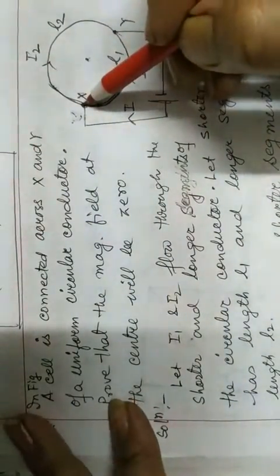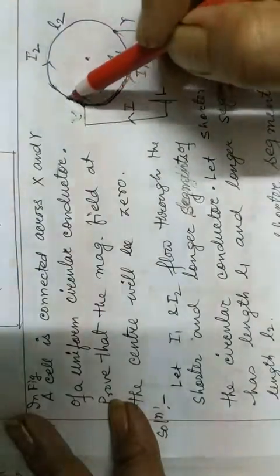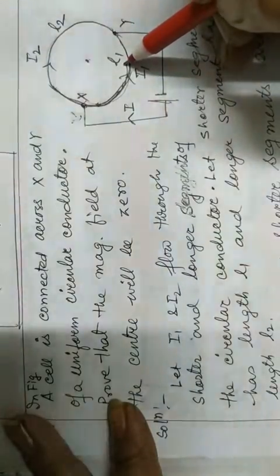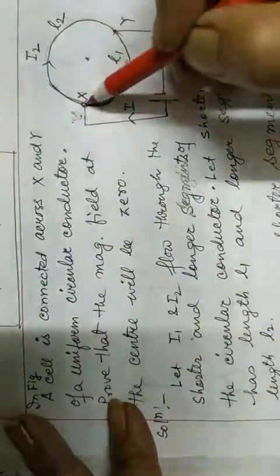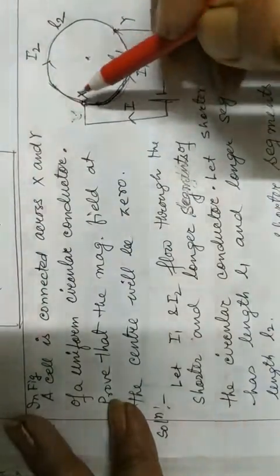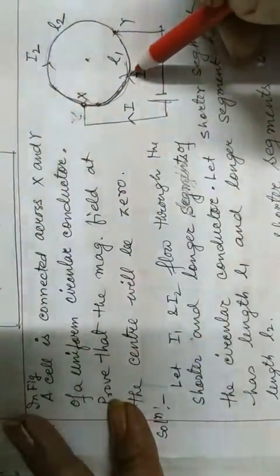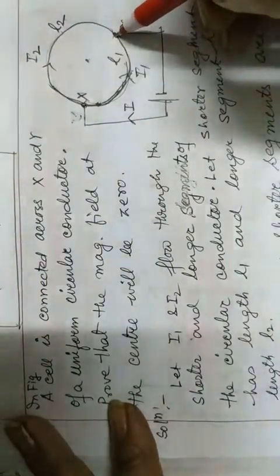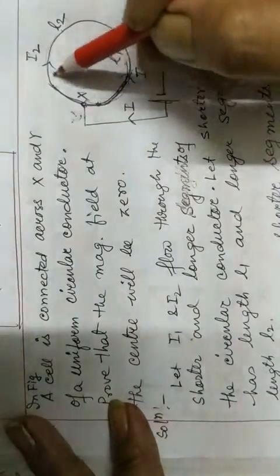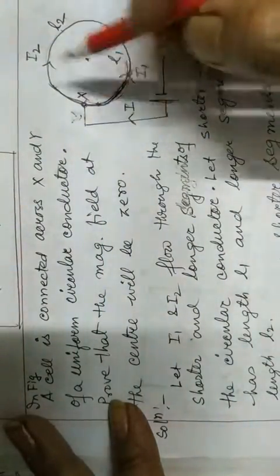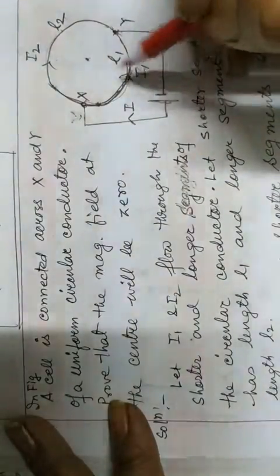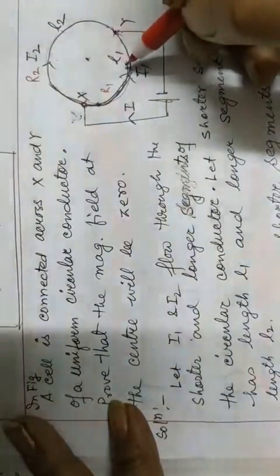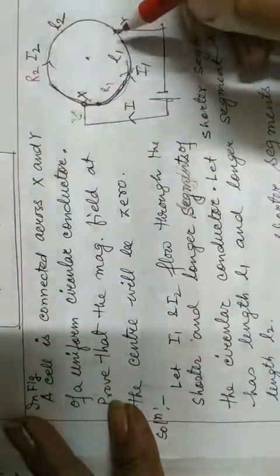Now suppose the longer length is L2 and the shorter segment is L1. As the battery is connected between X and Y, L2 and L1 are connected in parallel, so the potential difference across L2 and L1 is the same. Suppose through the longer segment I2 current flows, and through the shorter segment I1 current flows. For this part resistance is R2, for this part resistance is R1. Between X and Y the potential difference is same.